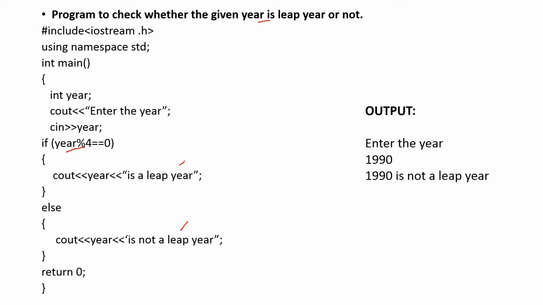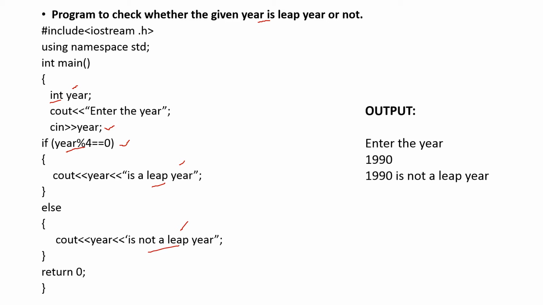Same way int year. So this is also a whole number, so you can declare it as int, and then year is accepted using cin. Year percentage 4. Remainder is checked, divisible by 4 or not. With 0 it is compared. If it is 0, that is if it is completely divisible by 4, year is a leap year will be printed, else not a leap year will be printed.